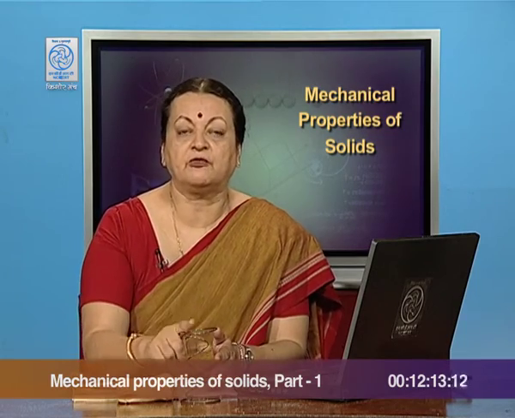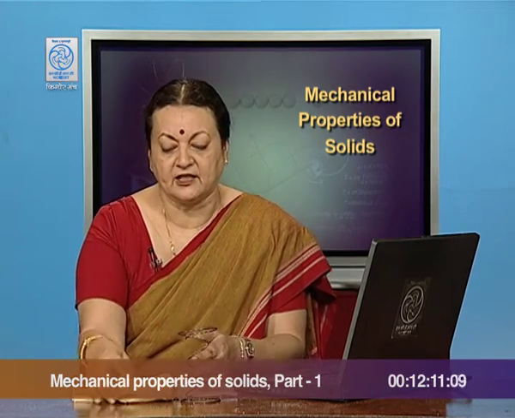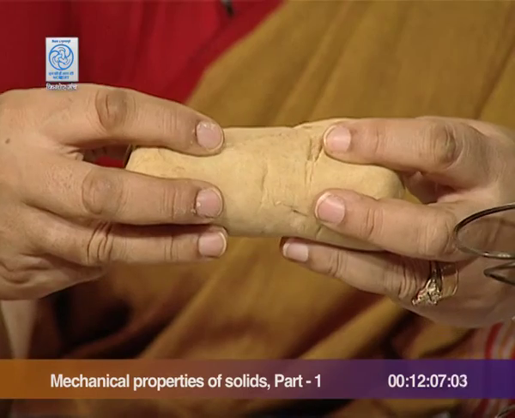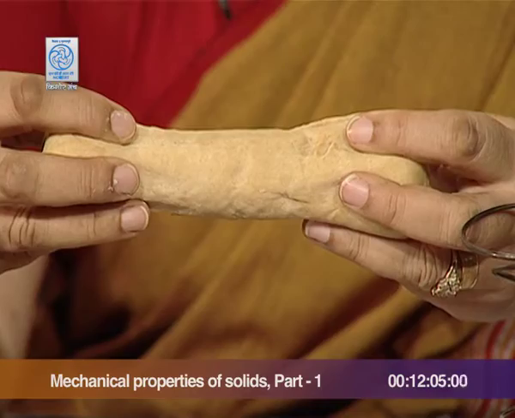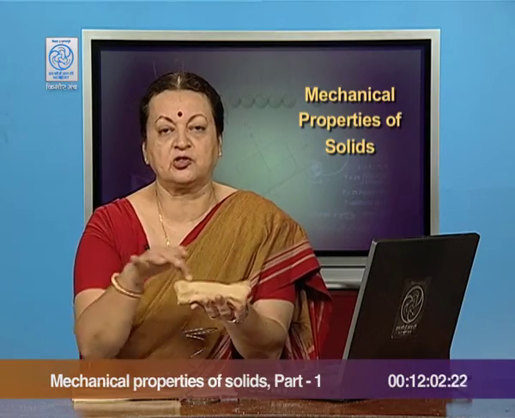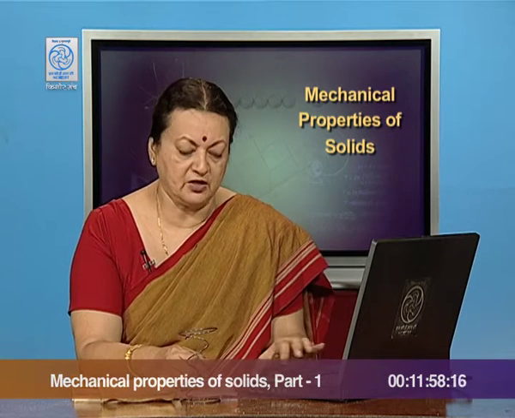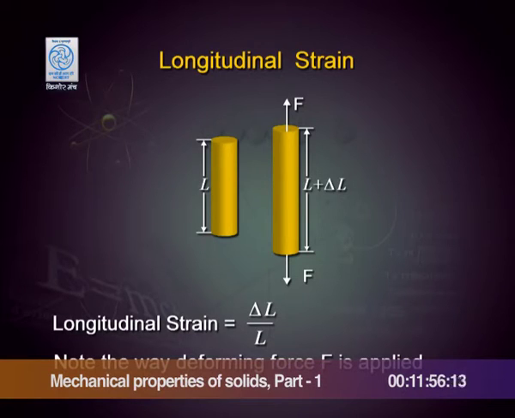This will cause a deformity in its length. If I were to see it with the dough, this becomes slightly clearer. If I elongate it this way, the tensile force is responsible for increasing its length. So, how will we measure the strain for it? It will be the change in length divided by the original length.